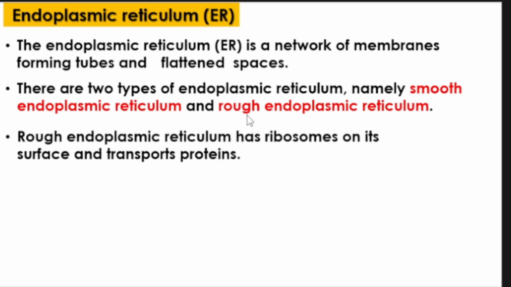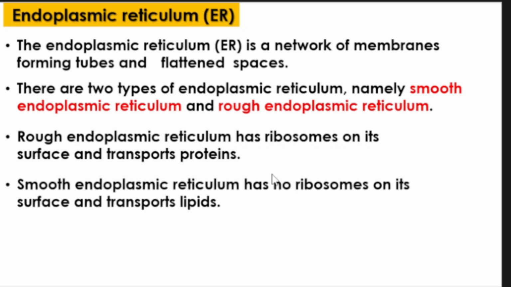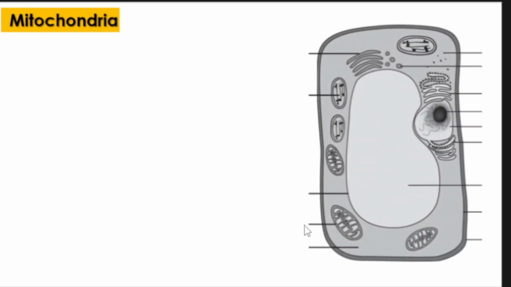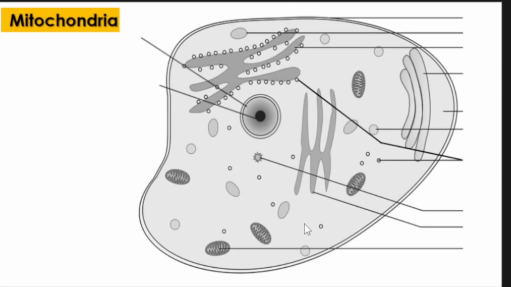And then we have the function of the smooth endoplasmic reticulum, which doesn't have these ribosomes on its surface. Its function is to transport lipids or fats made in the cell. All right, so the next part we are going to talk about is the mitochondria. The mitochondria in a plant cell is this part here, and also in an animal cell it is this part here, these parts that are similar. So these are called the mitochondrion.